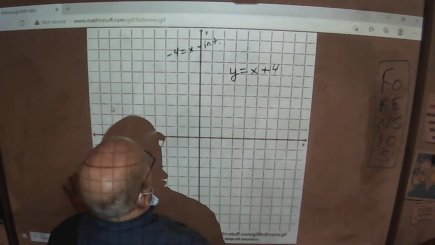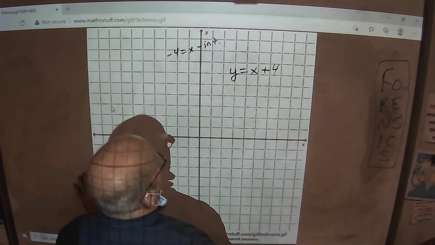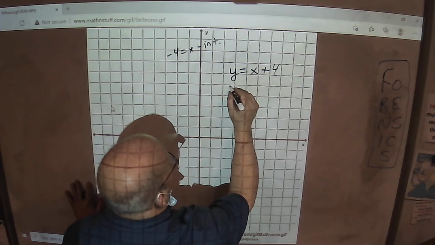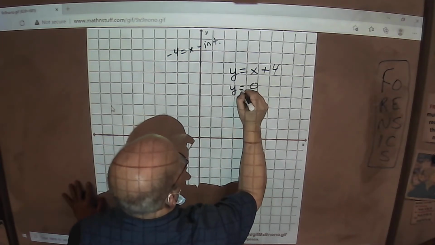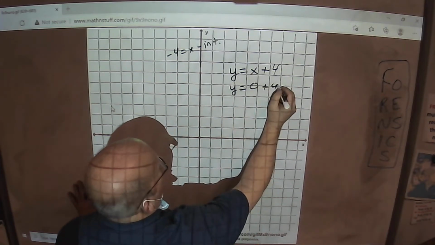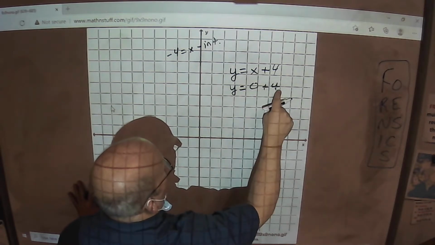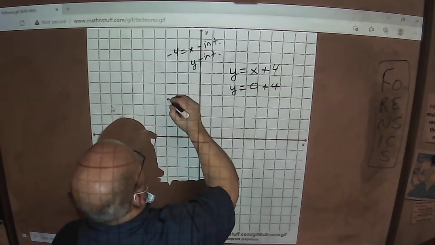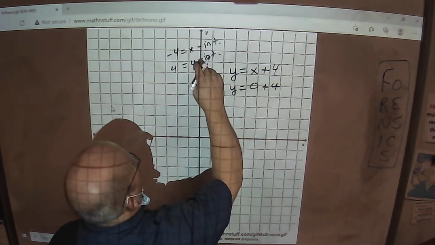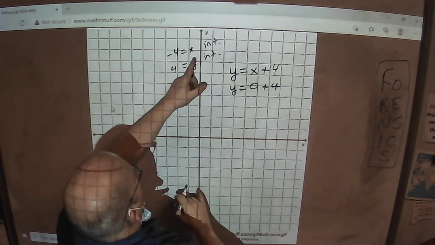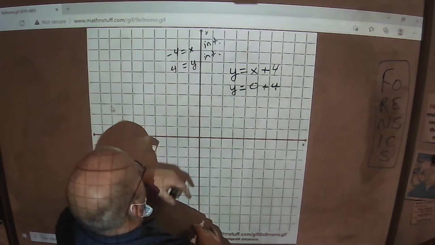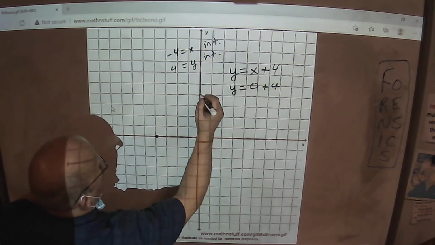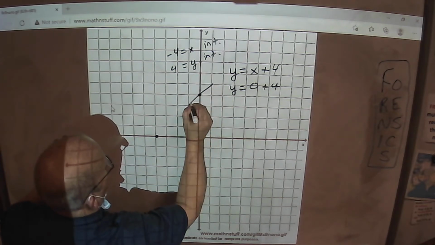Okay, now, what if I wanted to find the y-intercept? Well, at the top of the page, the second dot says, if I want to find the y-intercept, I make the x 0, and I solve for the y. 0 plus 4 is 4, so my y-intercept happens to be positive 4. X-intercept is negative 4, y-intercept is positive 4. In other words, the line looks like this.